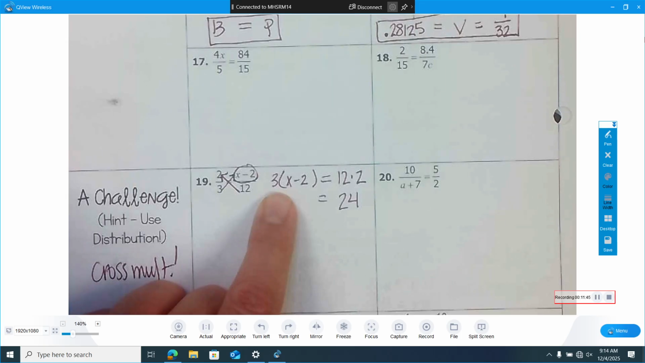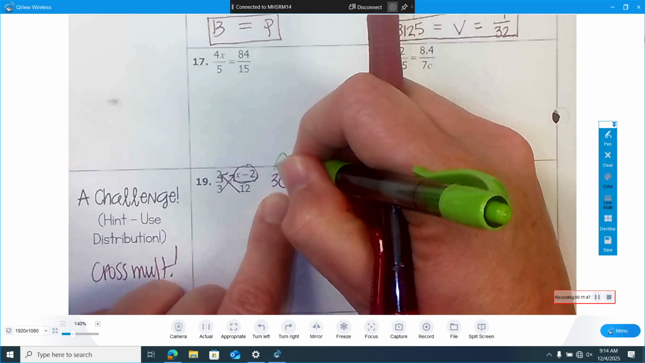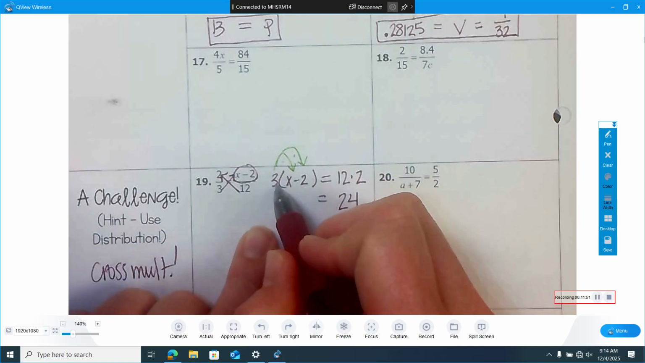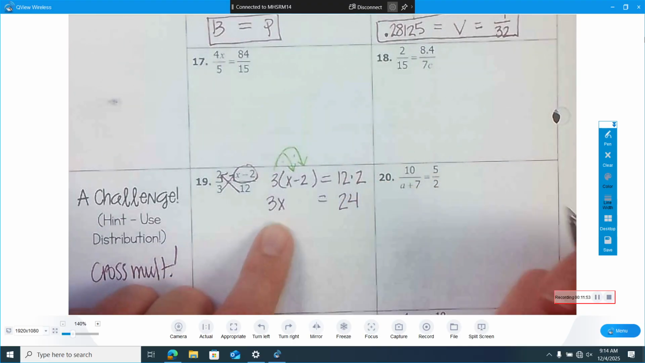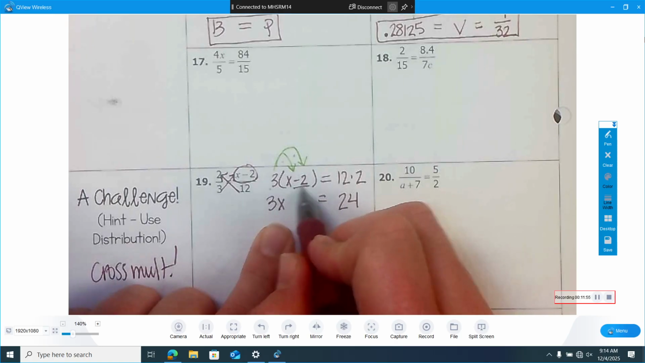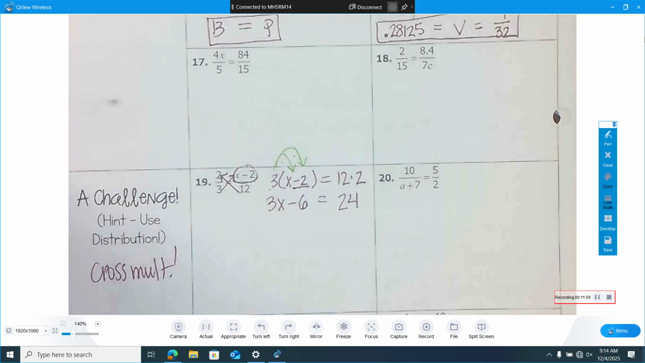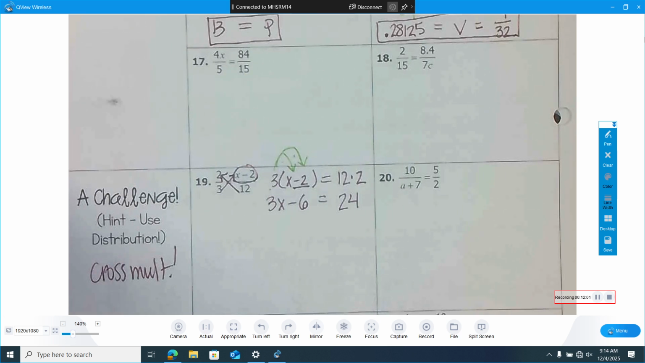We have to distribute. So we're distributing the 3, multiplying that in. 3 times x is 3x. And what's 3 times negative 2? Negative 6. All right. So now we're back to the last unit, solving equations.